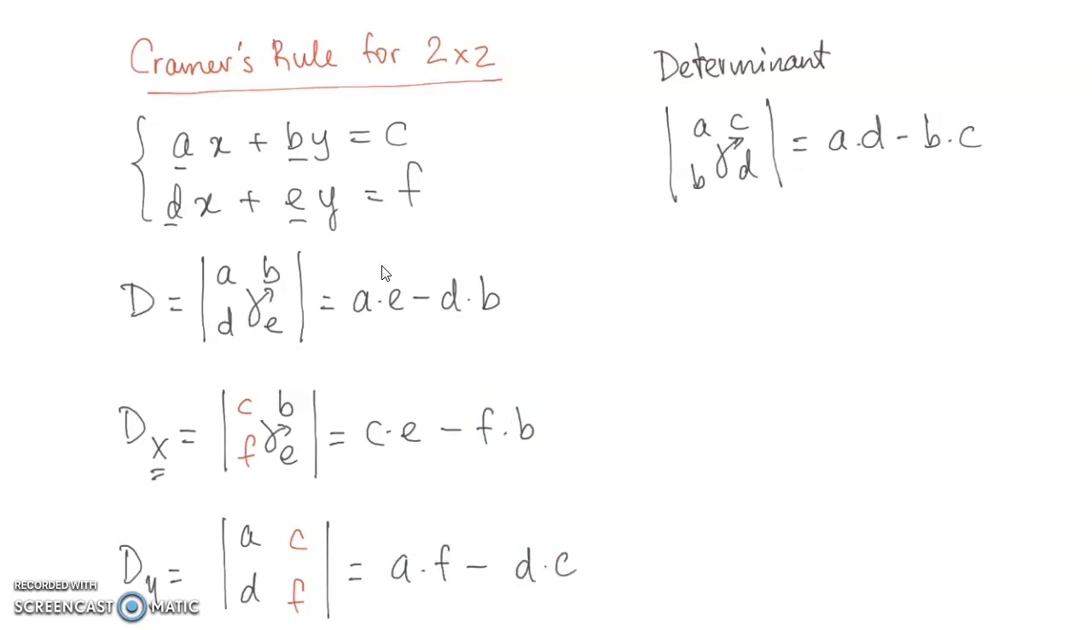Okay, and then for X, you would have the formula dx divided by d, right? And then for y, we will have dy divided by d. All right, this is fairly straightforward. Yeah. Now let's do an example.